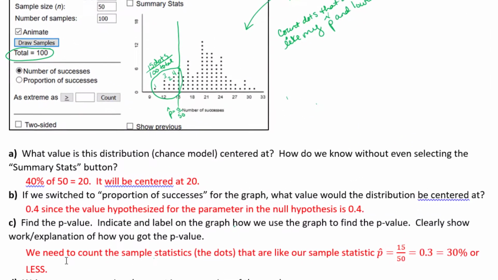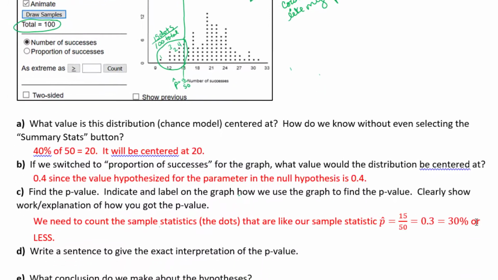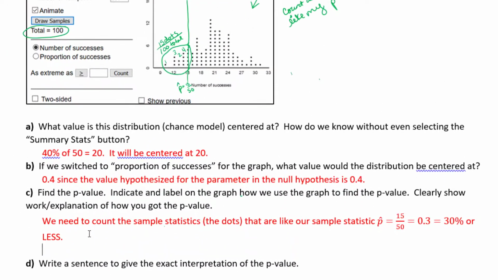Okay, so part C again says we need to count the sample statistics, the dots that are like our sample statistic or less. That's what a p-value is. If you assume the null hypothesis is true, then this is the distribution we would get, the distribution of sample statistics. And so our p-value is 15 out of 100, which is 0.15. Our p-value, the probability of getting a sample like ours or less if the null hypothesis were true.